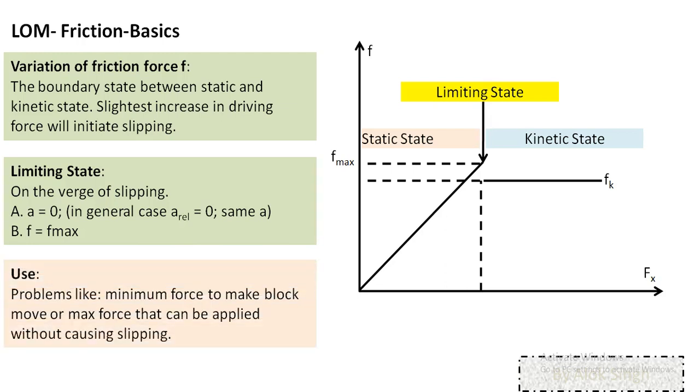Where do we use limiting state? We may come across problems which use words like minimum force to make the block move, or maximum force that can be applied without causing slipping. So whenever we have words like minimum or maximum in a given problem, it would almost invariably mean the object has to be in limiting state. So in all such questions we can use the limiting state condition, which is relative acceleration equal to 0, and magnitude of friction force equal to maximum frictional force.